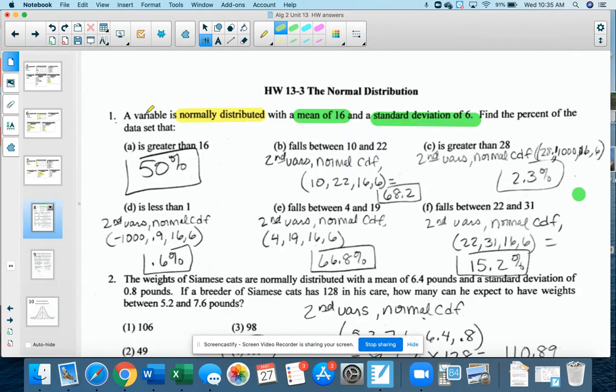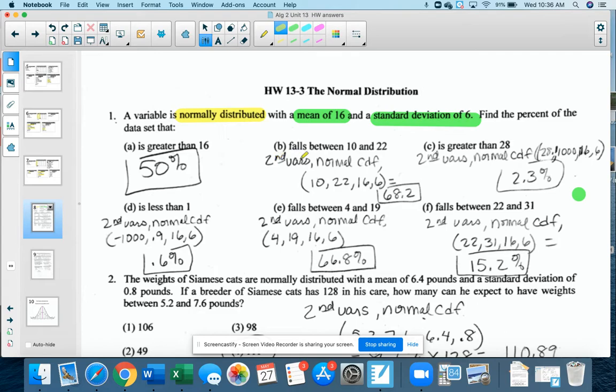So I want to know what is greater than 16. 50% of the scores will be greater than 16 because 16 is the mean. So that one I didn't need the calculator for. B, I need my calculator. So I want to know the percentage of scores that fall between 10 and 22.